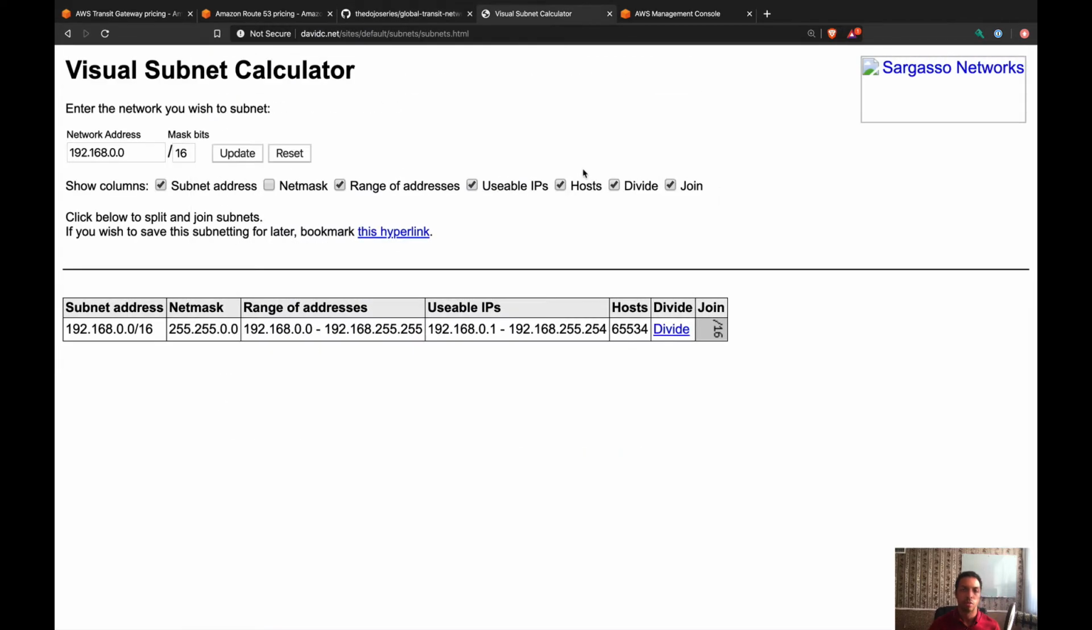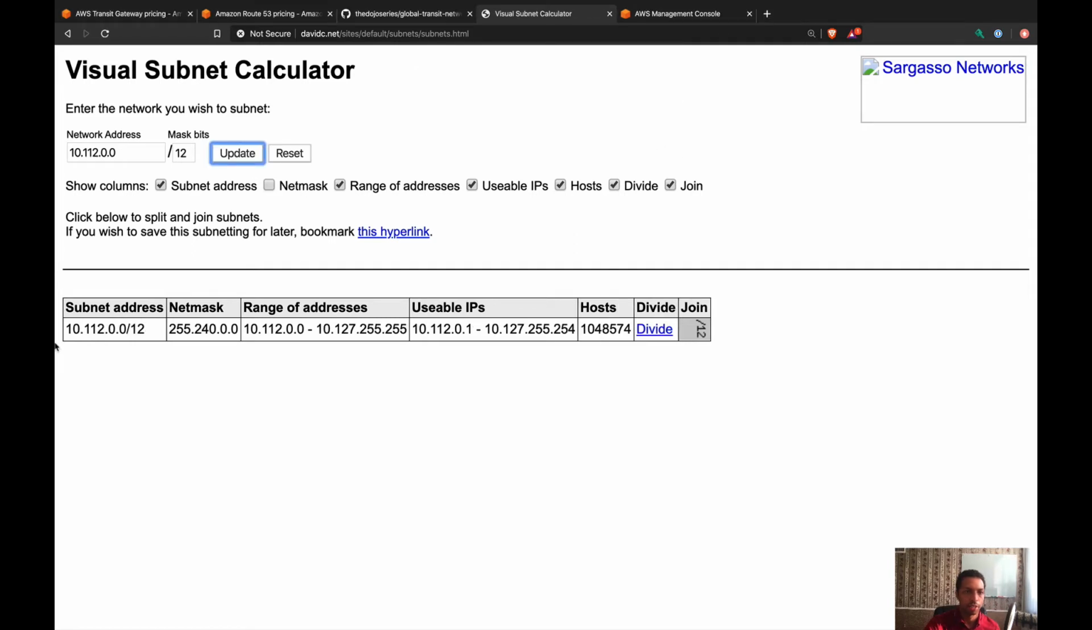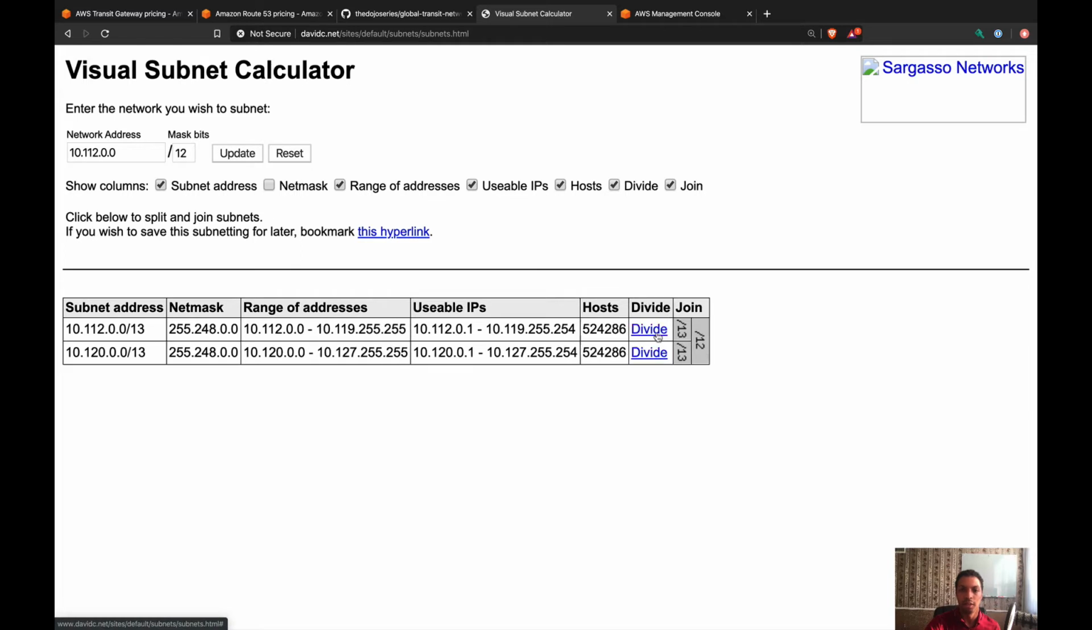So what we're going to do now is to use the visual subnet calculator to calculate all of these addresses. To split the global CIDR range into 4 equal ranges, let's start by typing in the address for the global range. So that's going to be 10.112.0.0/12, and then click on update. And you see that we have the address here, and that's how many IP addresses you would have.